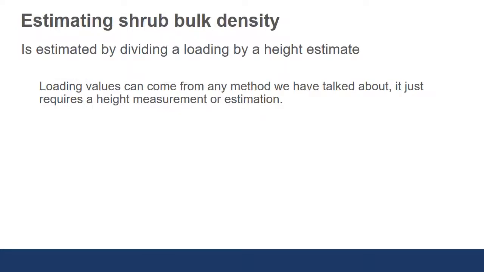I would now like to take a few minutes and return to estimating bulk density. In the most basic sense, we can estimate the bulk density by dividing a loading by an estimate of crown depth or height. These loading values can come from any of the estimates we have talked about, and some form of height or canopy depth estimate.